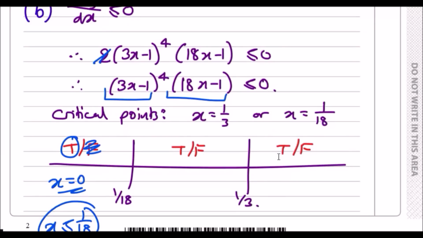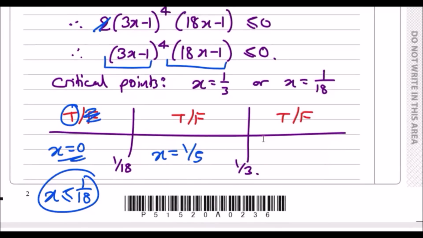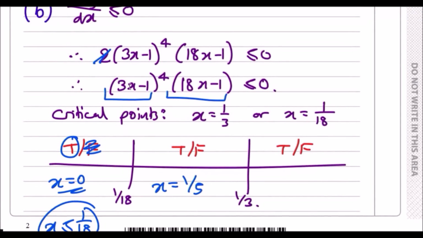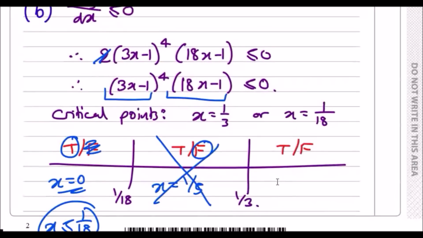Now next one, between 1 over 18 and 1/3. To make this easy, just pick values between 3 and 18. So I'm going to say, I don't know, 1/5, yeah? Now if you plug in 1/5 here to replace x with 1/5, I end up getting a positive value, a value way bigger than 0. So of course this is going to be false. So this means there are no x values valid between this range. So this is false.